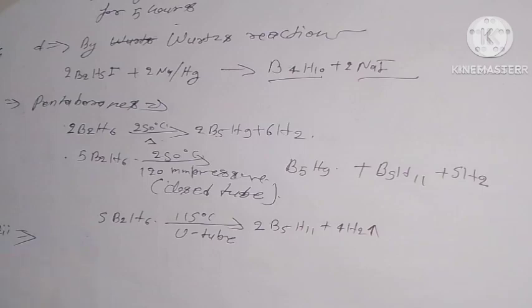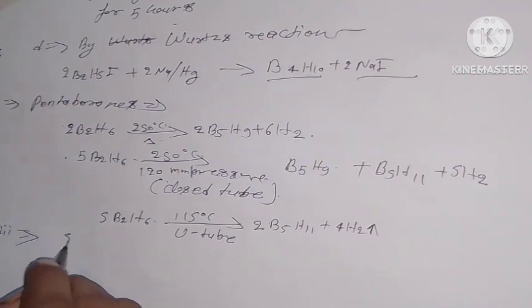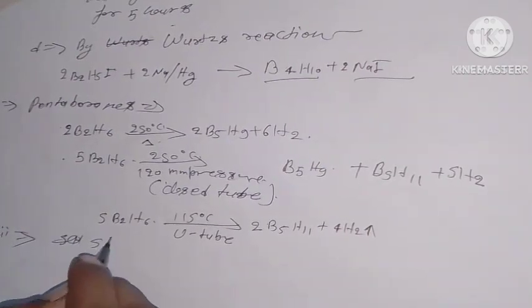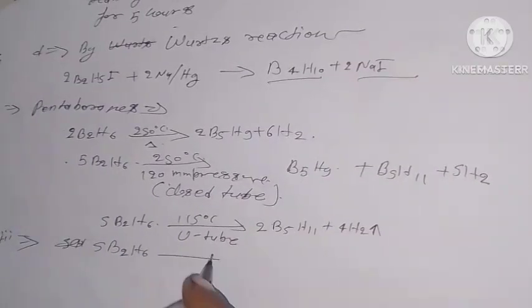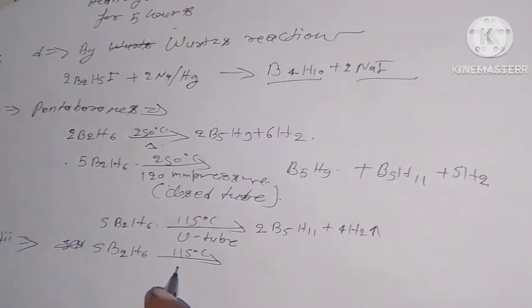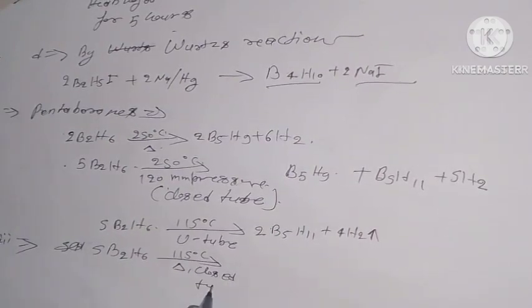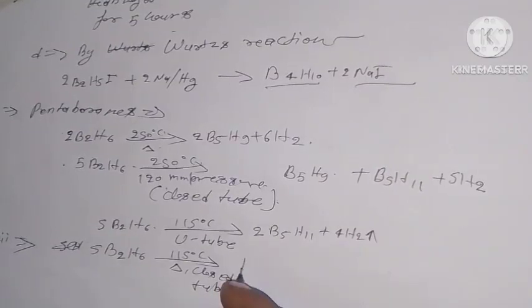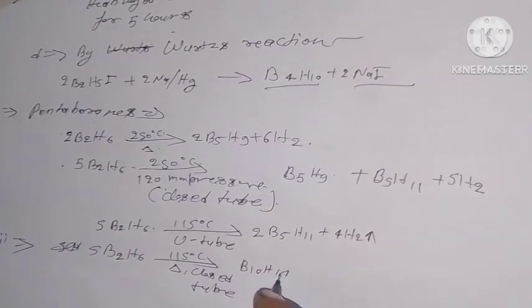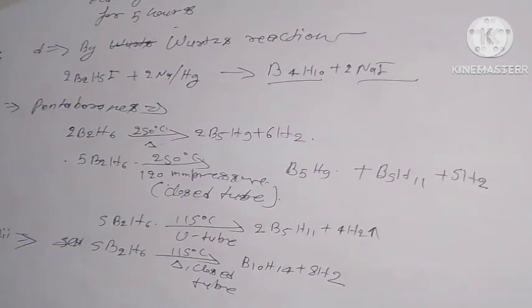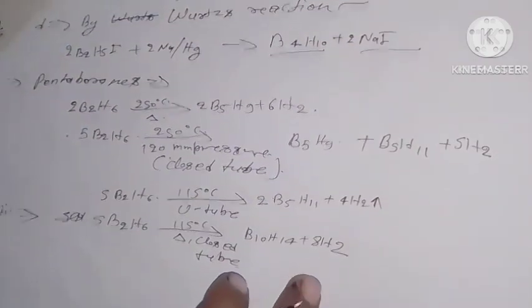Third point. B10H14, decaborane 14. When diborane is thermally decomposed in a closed tube at 150 degrees Celsius, decaborane 14 is obtained. Okay, 5B2H6 at 115 degrees Celsius, closed tube, that makes B10H14 plus 8H2. Okay.